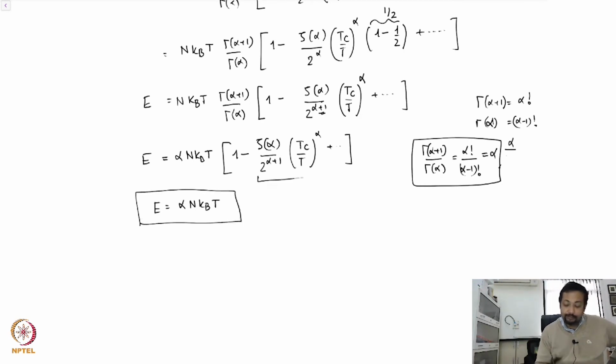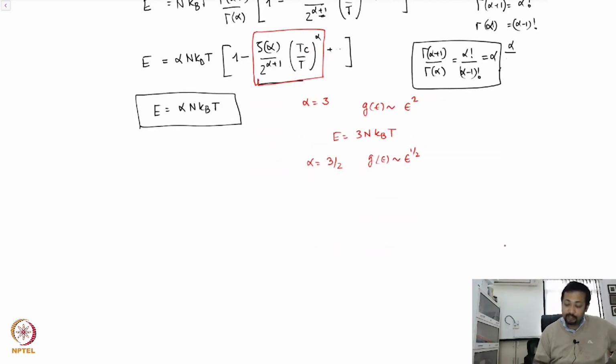And the term that you see over here is the first order correction as you come down in temperature. This is the first correction that you will notice, right? So for example, if alpha is equal to 3, g of epsilon will go as epsilon square, which is our case for a harmonically trapped Bose gas, in which case we saw that the energy was 3n kBT. For alpha is equal to 3/2, g of epsilon goes as epsilon to the power half, and E becomes 3/2 n kBT.